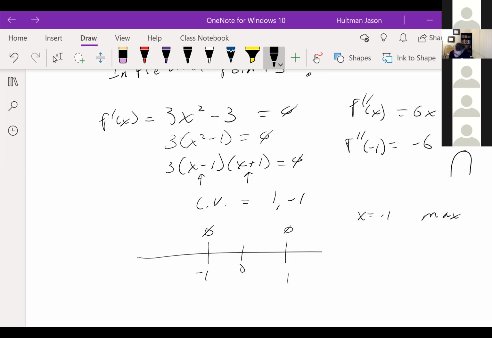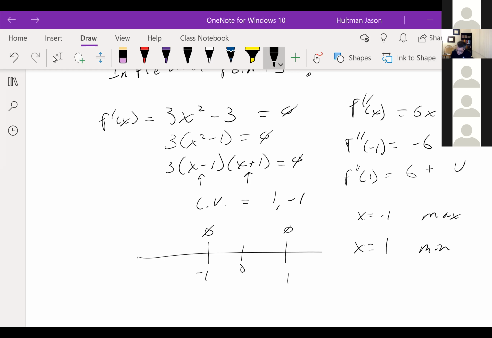Okay, what about when x is equal to 1? Is that going to be a max or a min? Min. Yeah, that's going to be a min, because I'm going to plug this in, that's going to give me 6, right? And that's a positive number, and so that's concave up. So this is concave down and this is concave up, which means that I'm going to have a minimum value there.